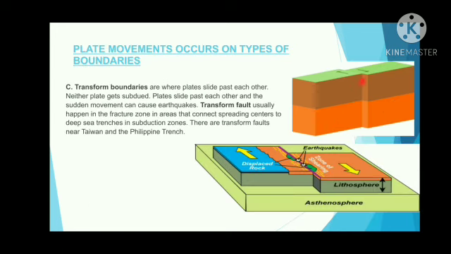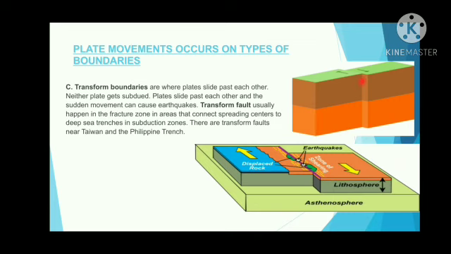Next, we have transform boundaries. Transform boundaries are where plates slide past each other. Neither plate gets subducted. Plates slide past each other and the sudden movement can cause earthquakes. Transform faults usually happen in the fracture zone, in areas that connect spreading centers to the deep sea trenches in subduction zones. There are transform faults near Taiwan and the Philippine Trench.